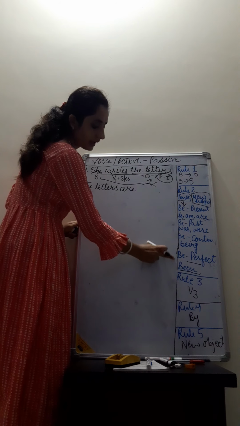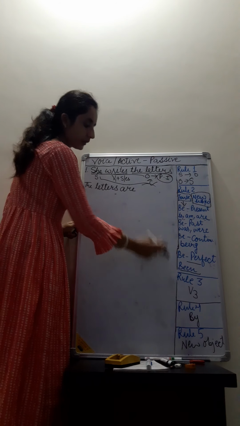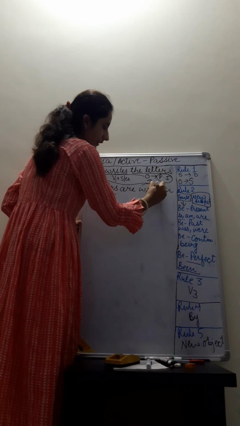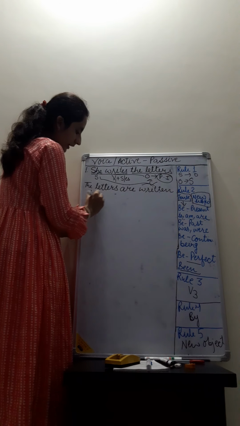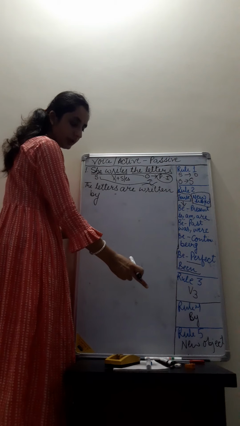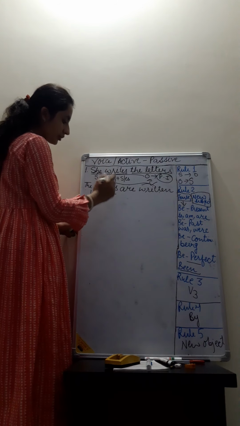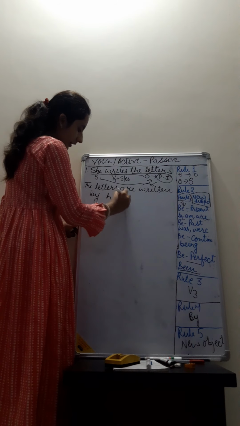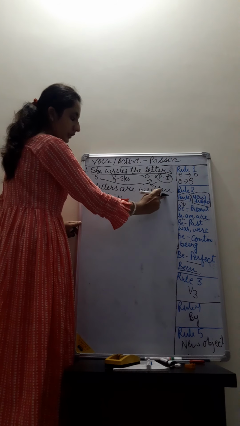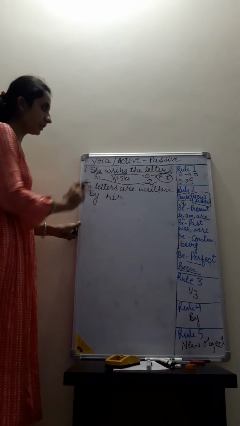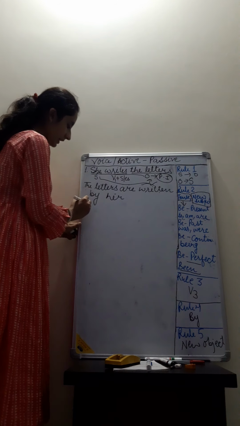So rule number 3 says use verb's third form, which is written, then we add by, then we add the new object. Here she will change to her. The letters are written by her. I hope you have understood the present indefinite tense.